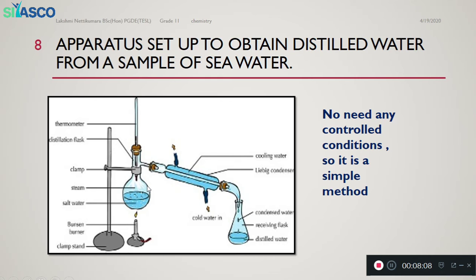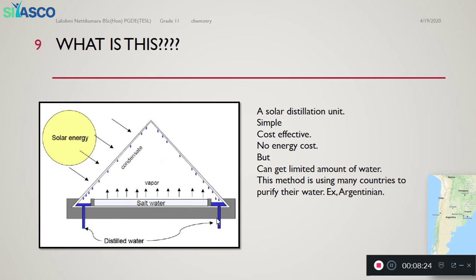And this vapor goes through the condenser and comes out as pure water. This is how distilled water is obtained from seawater. Now look at this. What is this? The same phenomenon. The same science is here.